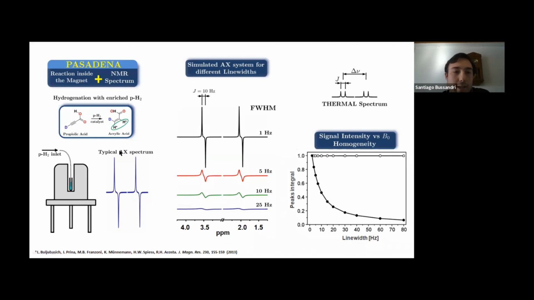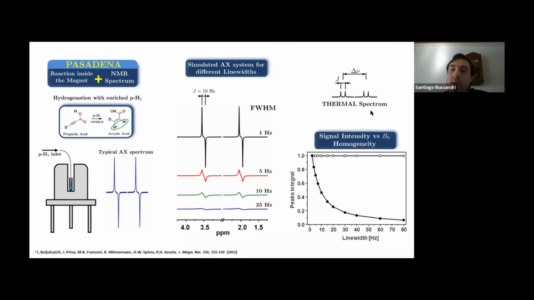In a typical AX system, the resulting spectrum presents these two antiphase doublets, with a splitting ranging between 3 and 20 hertz for protons in liquid samples. So having these really well resolved lines in some cases may be difficult to obtain. Any perturbation that creates an increase in the line width will produce partial signal cancellation, as you can see here.